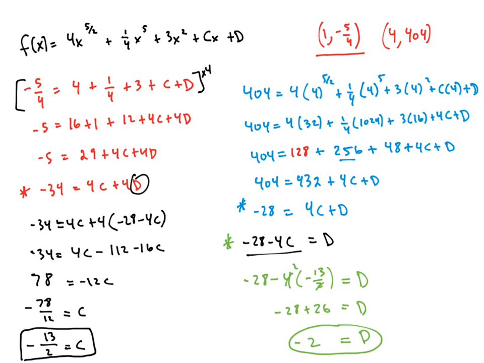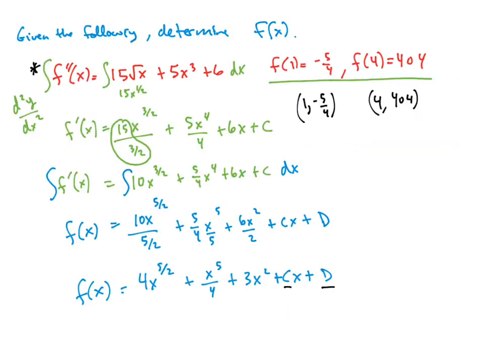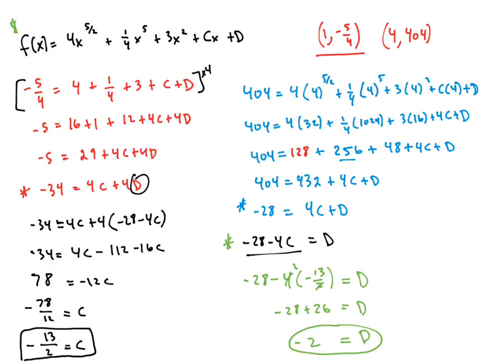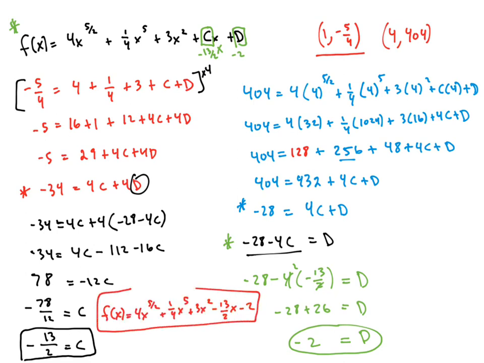Okay, so putting that all together, to write this function, all we're going to do is take this c value and this d value and replace them with what we found down below. So negative 13 over 2 x minus 2 will be this function. So I just wrote it all down here.